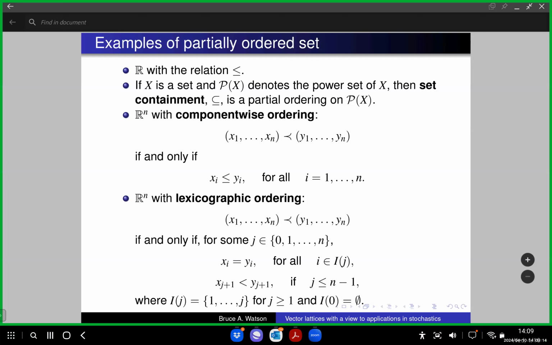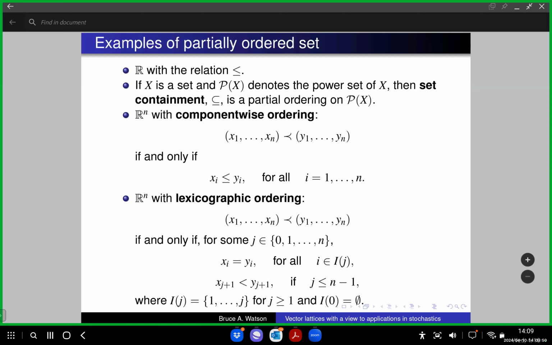The first letter, is the first letter the same as the second letter? If so, we progress to the next letter. If the first letter is a predecessor of the second letter, in other words, because we're working on Rn here, if x1 is less than y1, then X is a predecessor of Y. If X equals Y, we step on and consider x2 and y2.